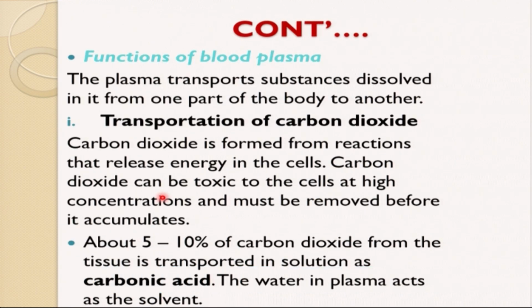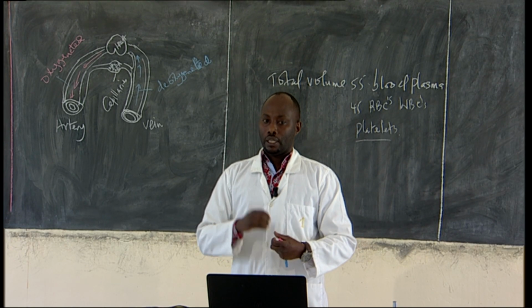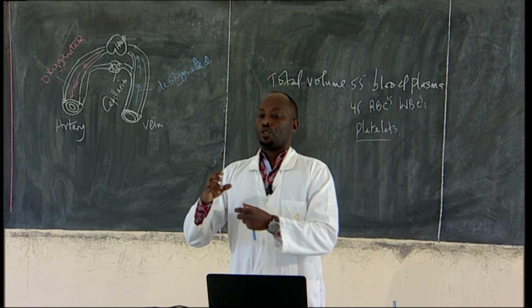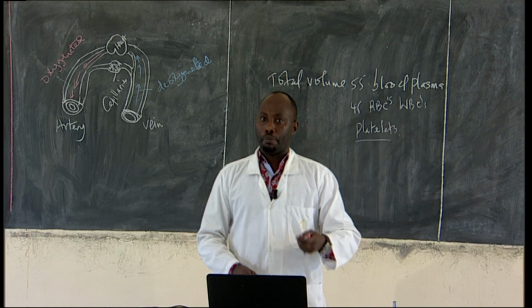Let's talk about the functions of blood plasma. The blood plasma has very many functions, and we're going to go through them. The blood plasma transports substances dissolved in it from one part of the body to another. Second, transportation of carbon dioxide is also done by the blood plasma.